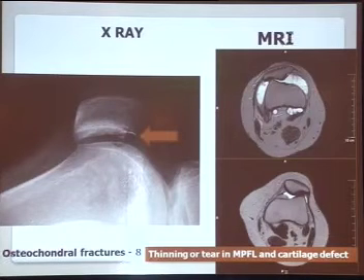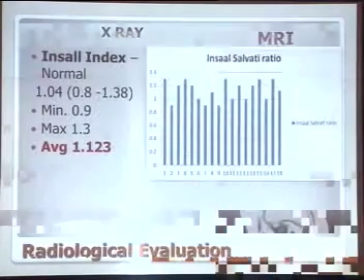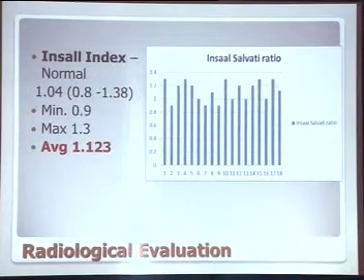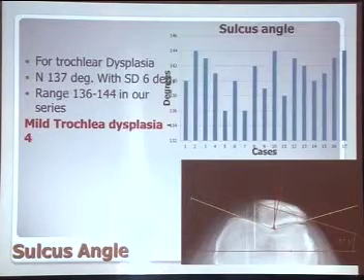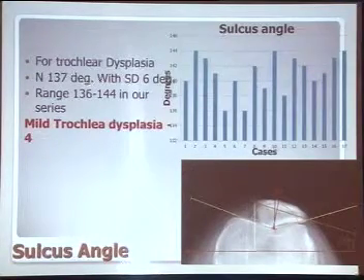It helps in finding out the subluxations and the status of the MPFL, which in most cases was torn or attenuated. All the patients underwent radiological evaluation. The Insall index in our series was 1.12; none of the patients had more than 1.2, which would require any tuberosity procedures. The sulcus angle was also measured to find out trochlear dysplasia, where our series showed mild trochlear dysplasia in 4 cases, but we still didn't do any trochleoplasty or additional procedures.